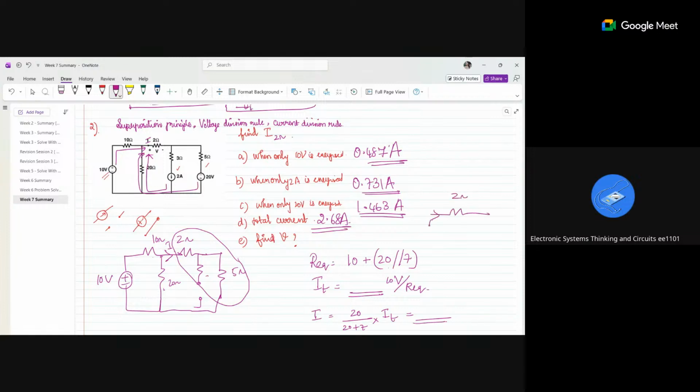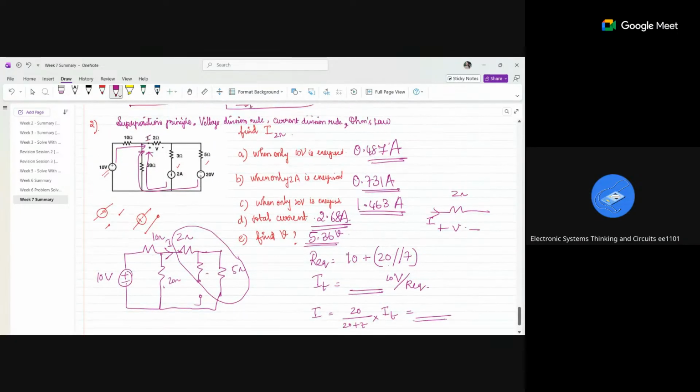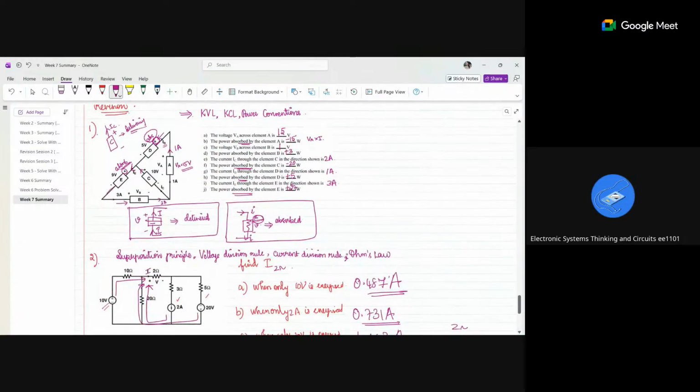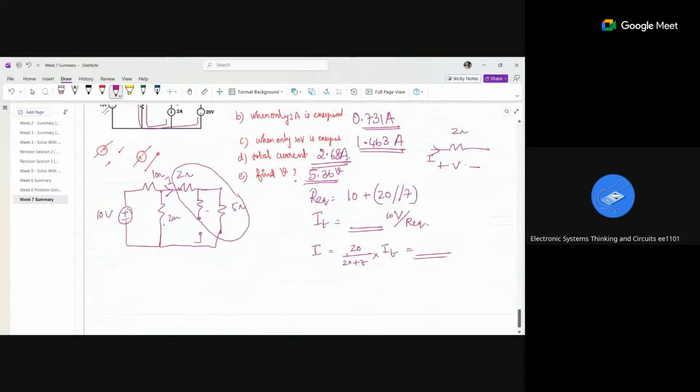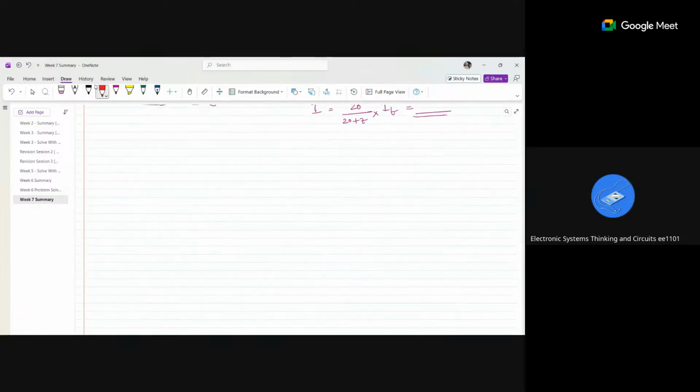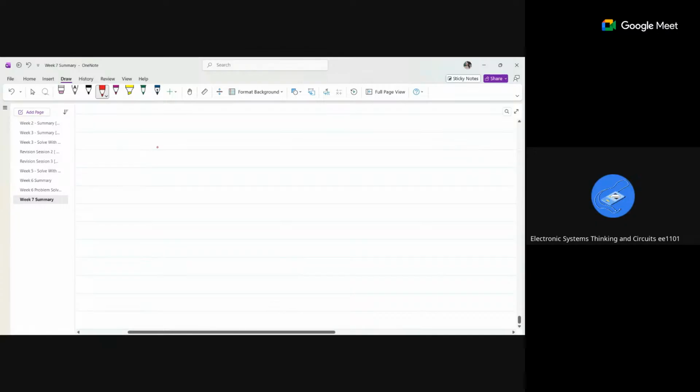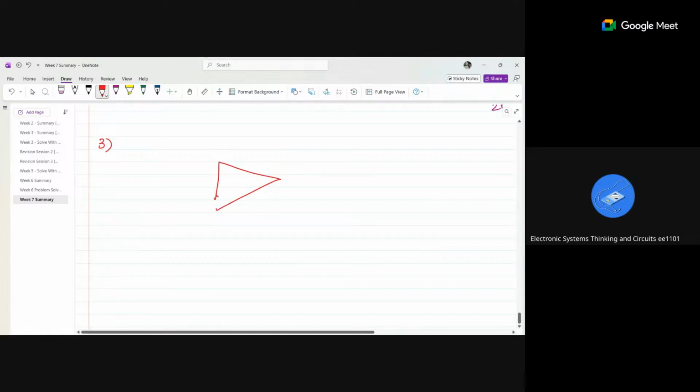So what is the voltage? Resistor 2 ohm is given. I have found the voltage across the resistor: 5.36. So basically we have revised Ohm's law, KVL, KCL, power convention, superposition principle, then voltage division rule and current division rule. Then A is equal to minus 10.